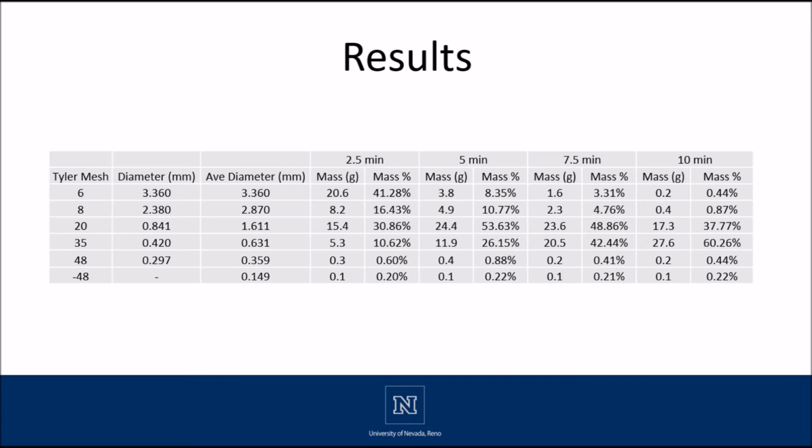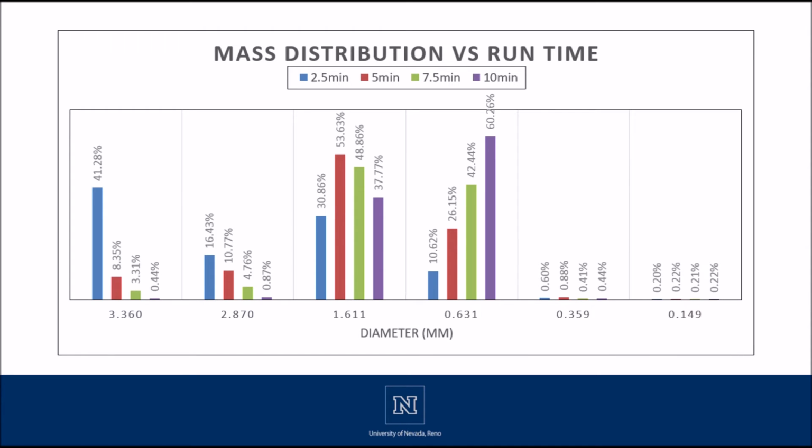Now to our results. Anytime during this video, you're welcome to pause the video and take a better look at our data, as I will be going through this section pretty fast. Now if you look to the left, Tyler mesh, that is our sieve size, and to the right is mass, and mass percent for each runtime. I'll move on to this graph because you could see the data a little more reasonably. If you look at the purple color, which is the 10-minute mark, it shows that the majority of the mass is at the 0.63 millimeter size. If you look to the left, the purple bar is much smaller. It tells you that the majority of the particles are small.